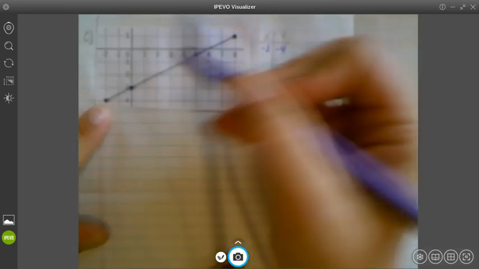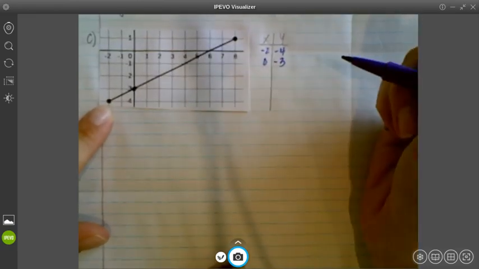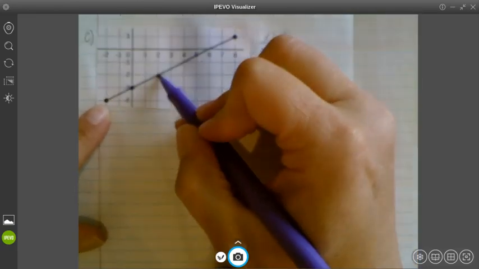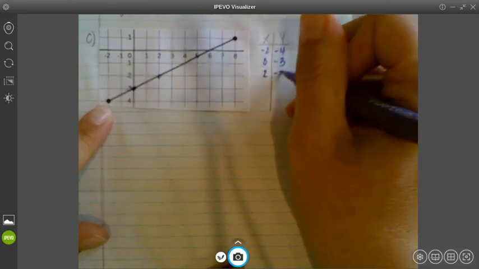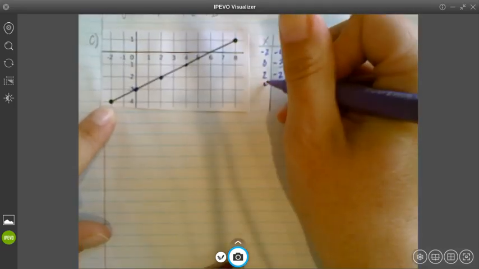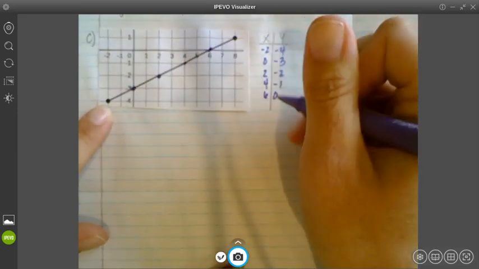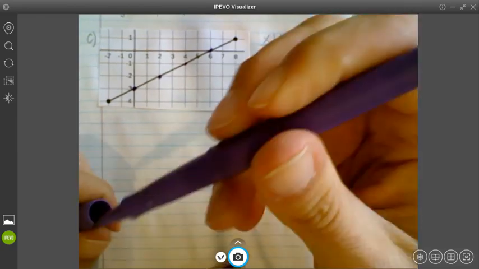So the next point we can identify is here, the y-intercept, right? At 0, -3. And then right here at 2, -2. At here at 4, -1. At 6, 0. And 8, 1.